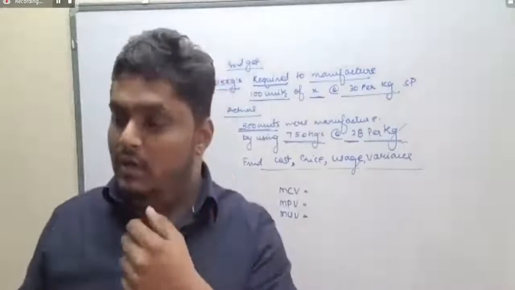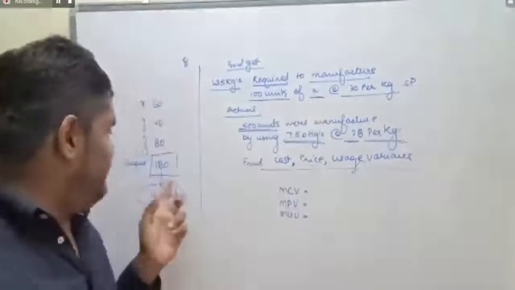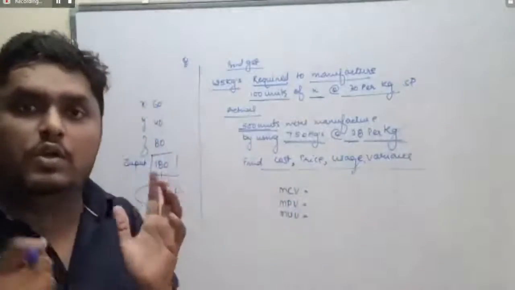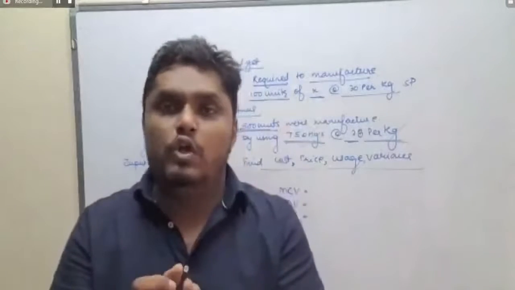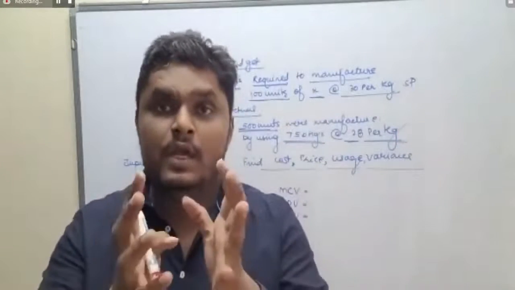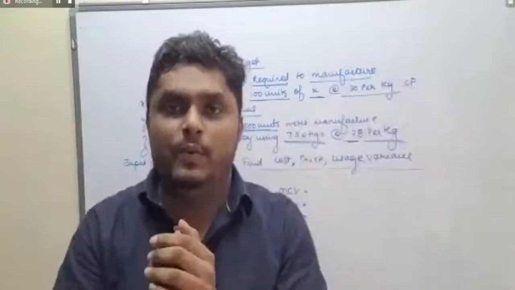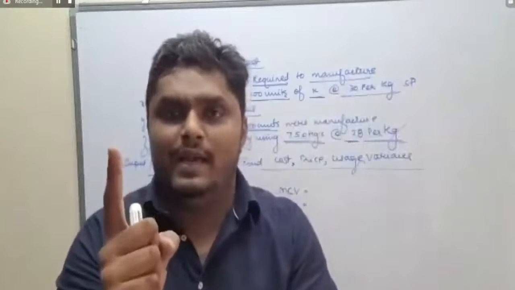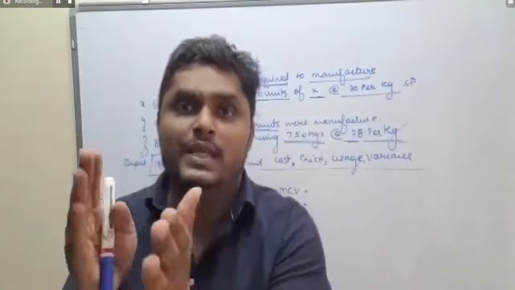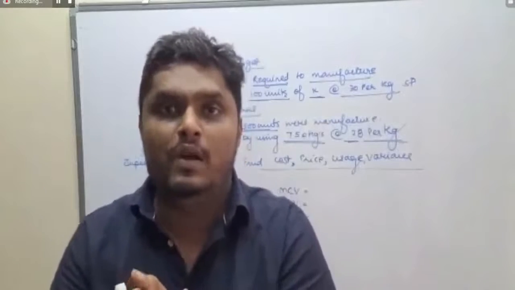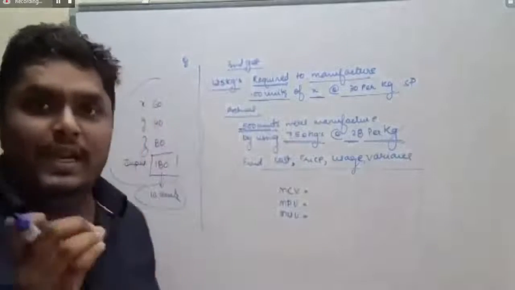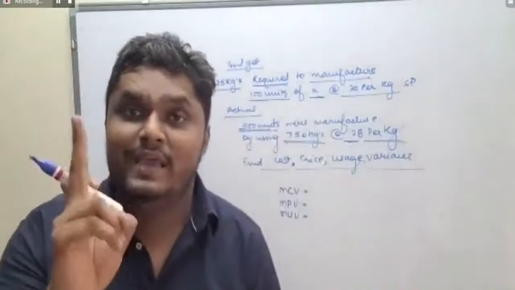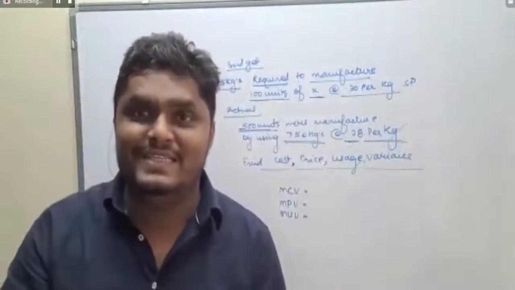Few of you are thinking, sir, 170 is the normal loss or what? No, guys, it's not the normal loss. It's the nature of product. Let's say in automobile industry, there are 2000 types of input and the output is only one car. It doesn't mean that 1999 is the normal loss. It's the nature of product. So in that case, the total input is of 180 kgs, whereas the output is of 10 kgs, guys.